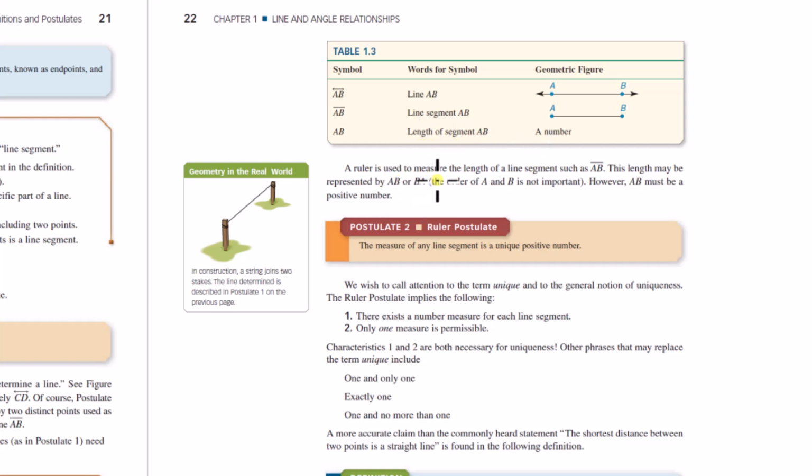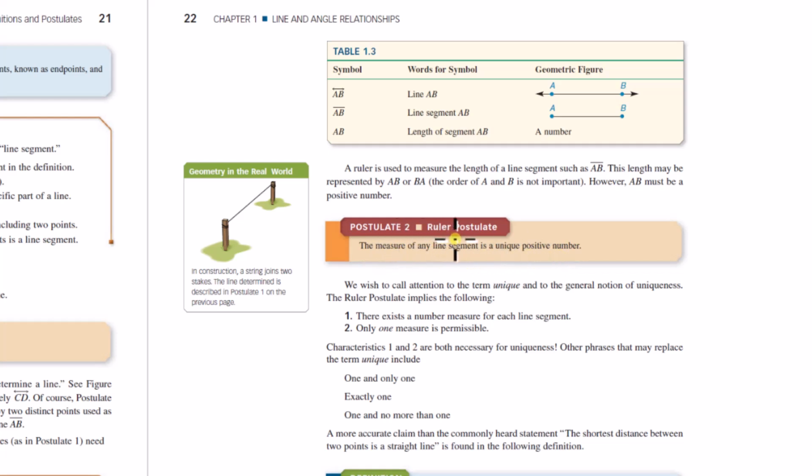A ruler is used to measure the length of a line segment, such as segment AB. This length may be represented by AB or BA. The order of A and B is not important. However, AB must be a positive number. All right, so the measure of any line segment is a unique positive number.